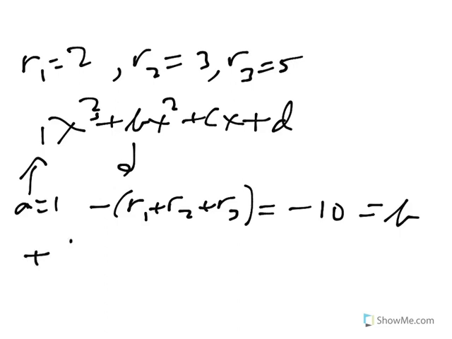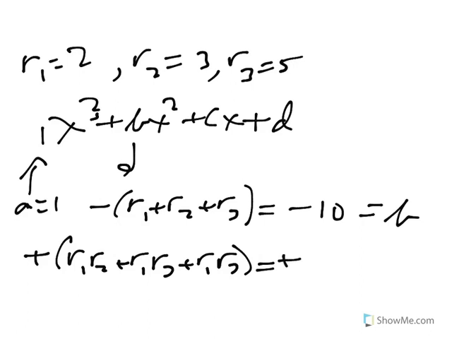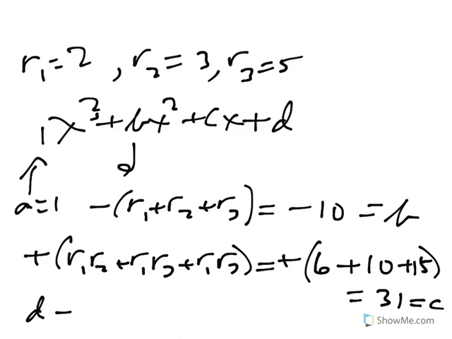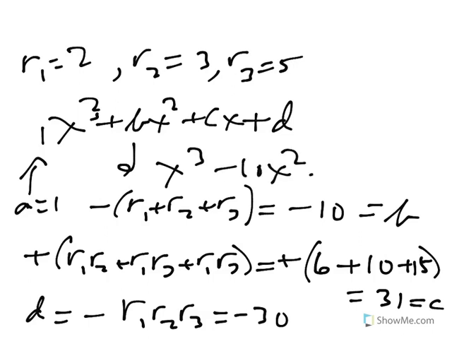C is the positive sum of the roots taken 2 at a time. Which is positive 2 times 3, which is 6. 2 times 5 is 10, 3 times 5 is 15. And we end up with 31. And that's going to be our C term. And the D term is the negative sum of the roots taken 3 at a time, otherwise known as the negative product of the roots, which is negative 30. So this polynomial will be x cubed minus 10x squared plus 31x minus 30.